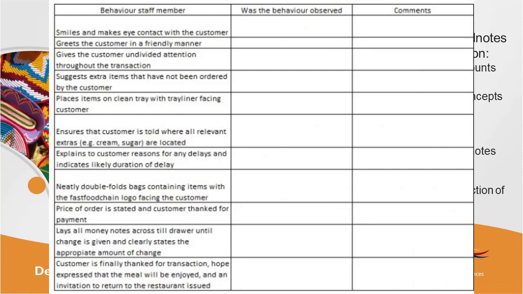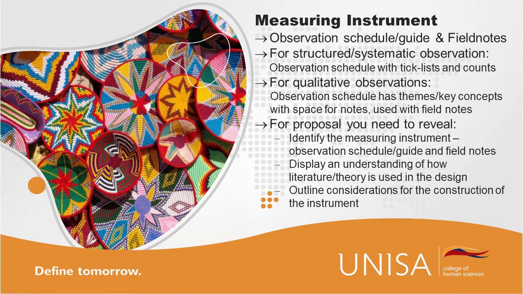The second important tool is field notes. For studies that use observation as a method of data collection, taking detailed field notes is an important part of the process, and these notes are also a tool or an instrument of data collection.